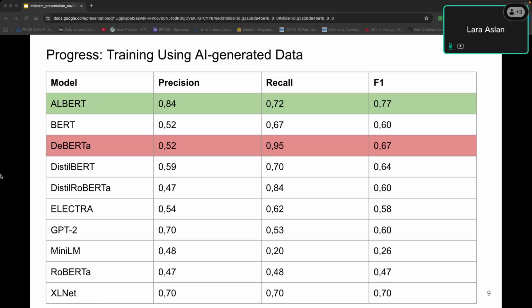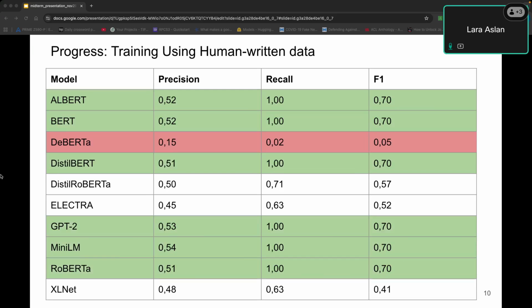So the best performing model in this experiment setting was Albert, with an F1 score of 0.77 and a strong precision score of 0.84. And while DeBERTa had a high recall score of 0.95, its low precision score of 0.52 dragged its F1 score down to 0.67. And overall, the results in this experiment setup are generally solid, suggesting that these models are effective at detecting patterns of falseness when trained with AI-generated data.